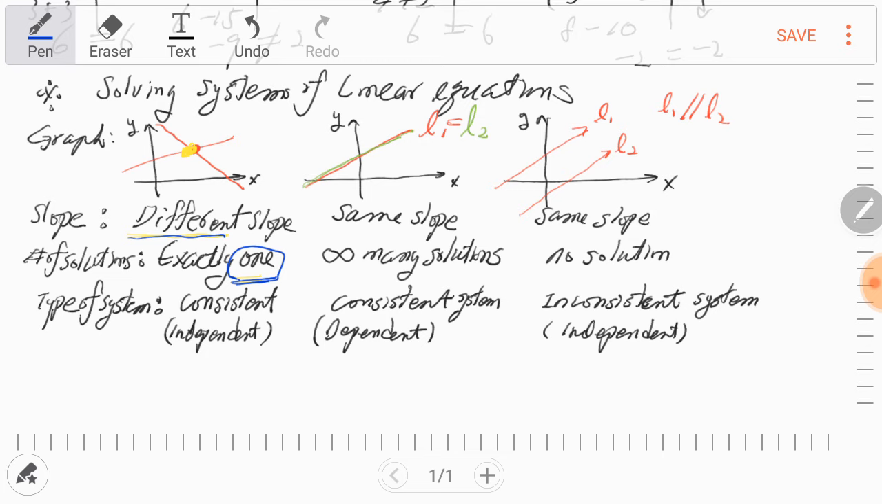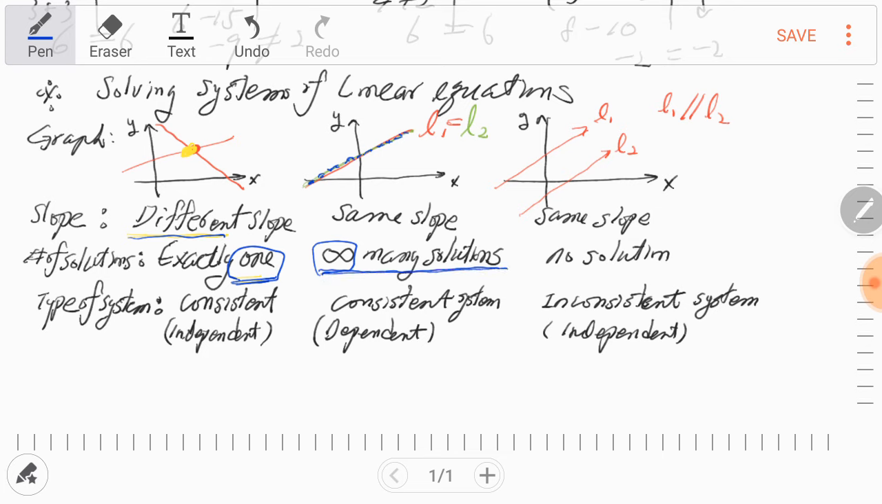Also, in the second graph the two equations are exactly the same. The two lines are exactly the same, so they have the same slope and the same y-intercept. How about the solutions? Solutions are all the points on the line. So there are infinitely many solutions. This is the symbol for infinite.